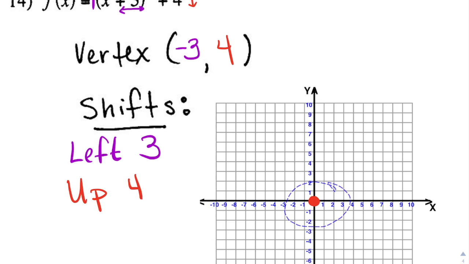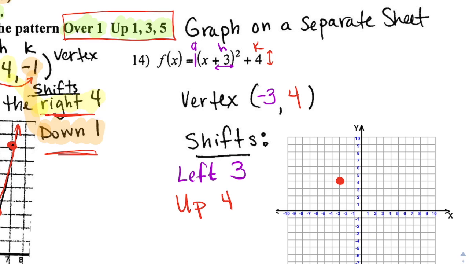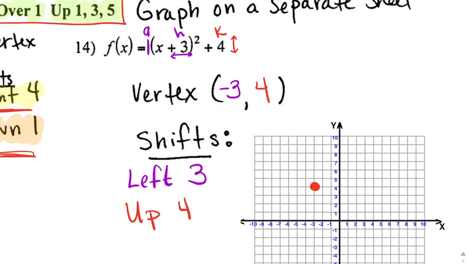So I've got my vertex. And I'm going to shift it to the left 3. 1, 2, 3. And then up 1, 2, 3, 4. And this is my new vertex. And if you notice, it basically is this ordered pair. It's this ordered pair. So I went over to -3 along my x and then up to 4 along my y. Now that I have the vertex graphed, because my A value is 1, I'm just going to follow my basic pattern. Over 1, up 1, over 1, up 3, over 1, up 5, because that A value is positive, right?